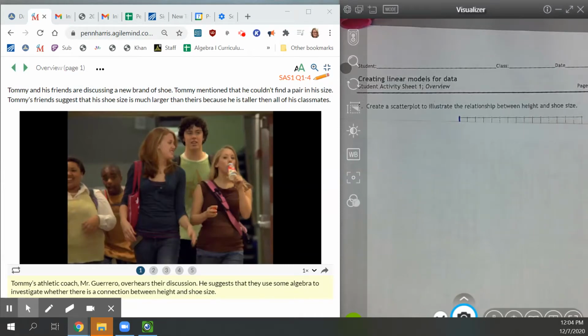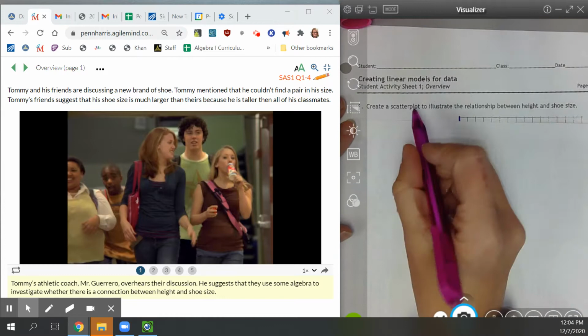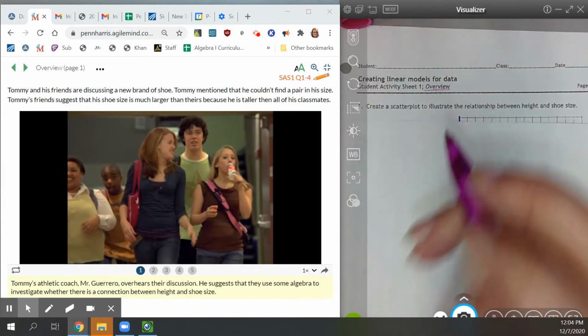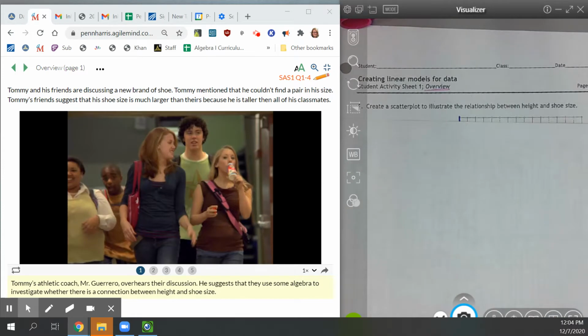Hey guys, we are here on topic 6. This would be creating linear models for data, and this is something that you guys have been doing for a couple years now. So with this, we are just on student activity sheet 1, which is our overview. And it's just a couple pages long here.